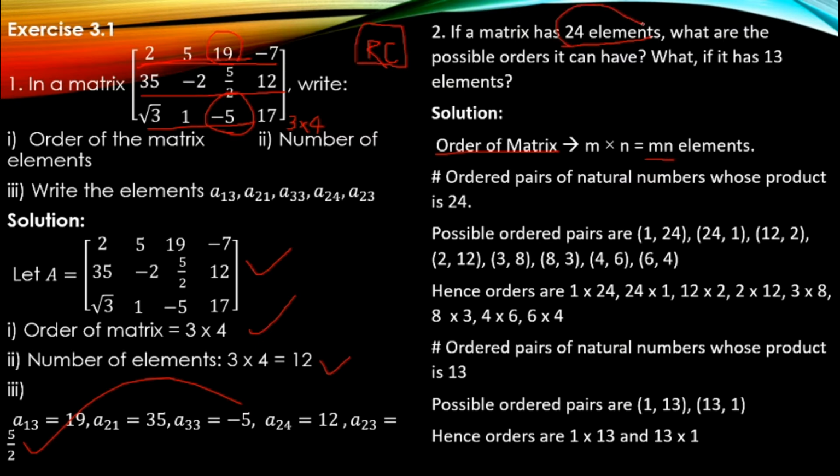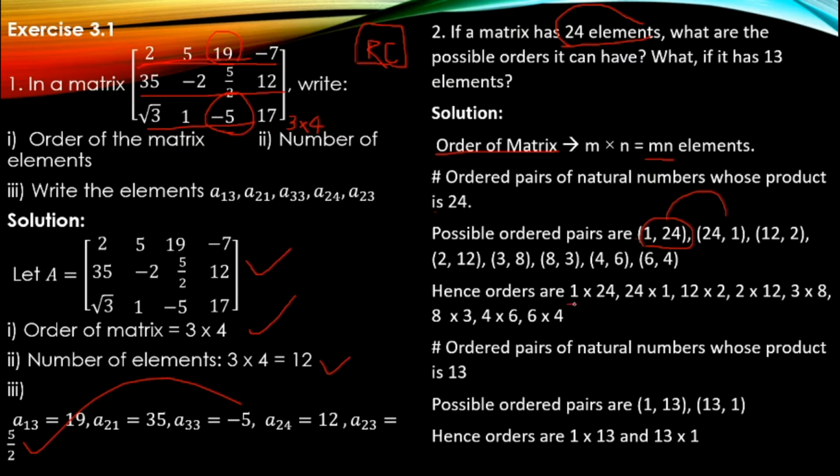So what do we have here is the number of elements. How much? 24 elements we have. So as per the question, we have 24 elements. What all ordered pairs can we form? Nothing, you have to find 24's factors. That's all. So 1 into 24 and the reverse also. Then 12 into 2, 2 into 12, 3 into 8, 8 into 3, 4 into 6, 6 into 4. Got it? So these are also the orders.